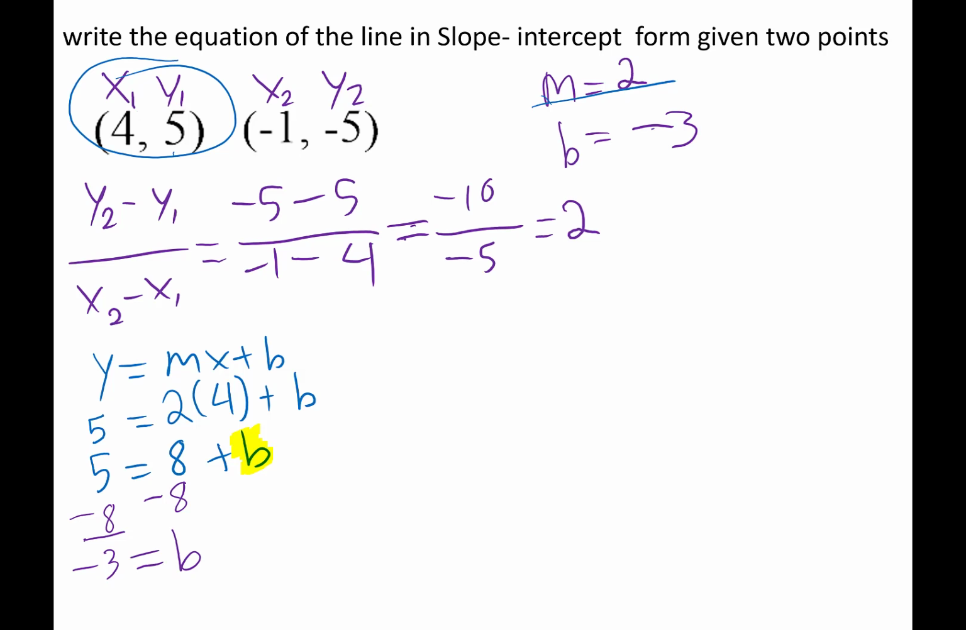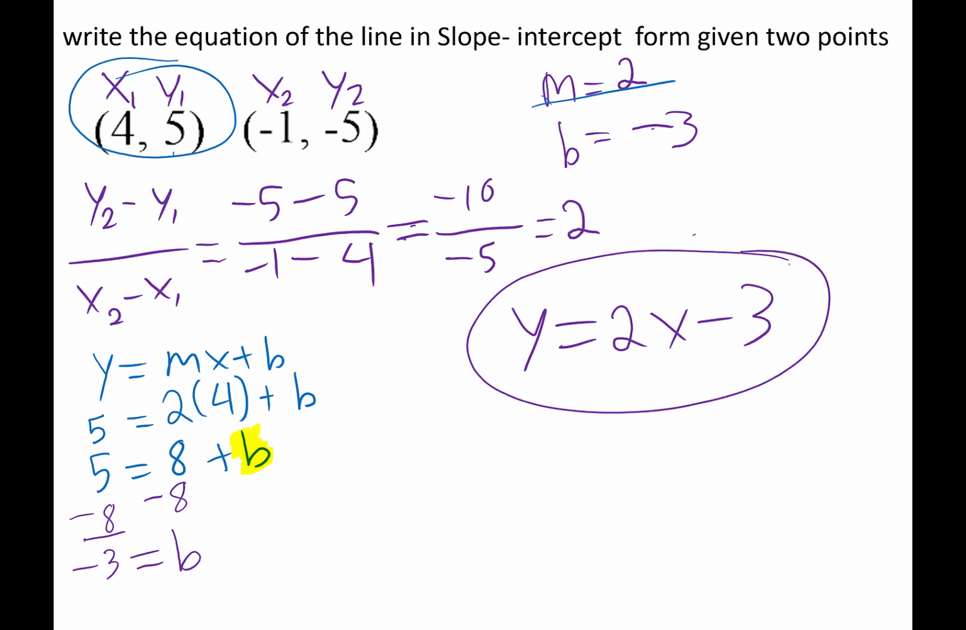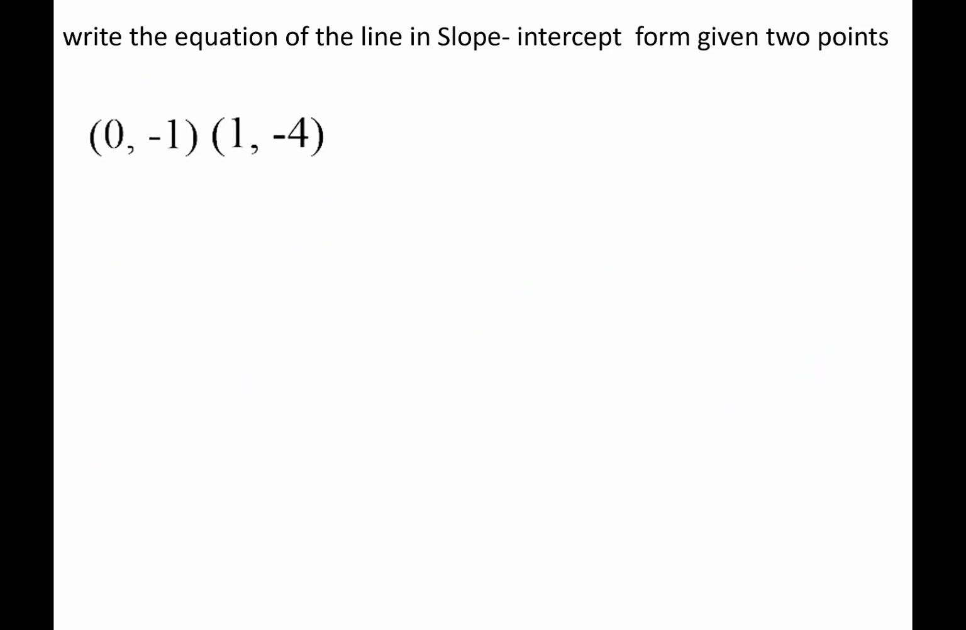So now, when I write this equation in slope-intercept form, my final answer, I have to rewrite this one last time, guys. My m is 2, and my b is a negative 3. So that right there is my final answer. All right, let's look at another one. I've got 0, -1, and 1, -4. So let's start by finding our slope.